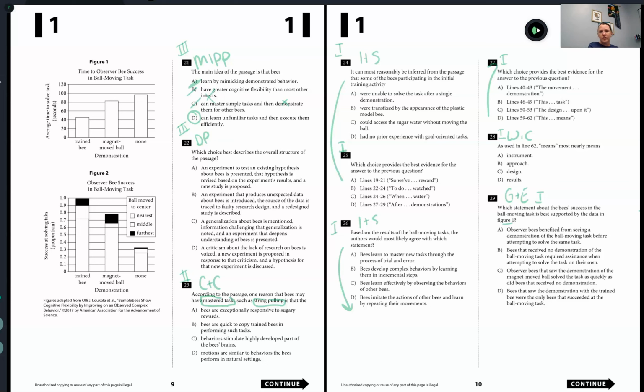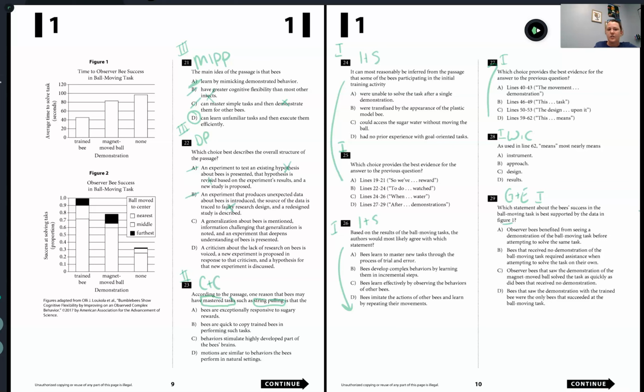So the overall structure of the passage, we kind of saw a question and we saw some experiments to see what we can find out about that question and answer it, and then we saw the evidence presented. All right, so an experiment to test an existing hypothesis, that kind of feels like a problem, is presented. That hypothesis is revised. Nope. An experiment that produces unexpected data about bees is introduced. The source of the data is traced to faulty research design. We don't see that. B is incorrect.